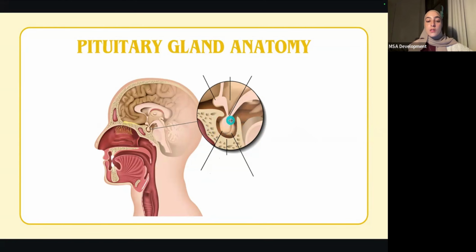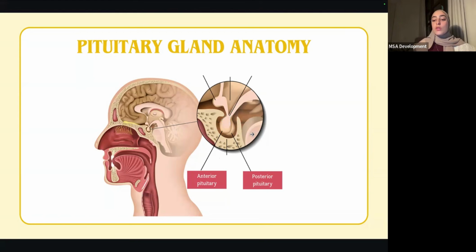It has two structures. First is the anterior pituitary, and second is the posterior pituitary. The anterior pituitary is also called the adenohypophysis, and the posterior pituitary is also called the neurohypophysis. Neurohypophysis because it has more neuronal cells. We see on the histo slides how it has neurons compared to the anterior, because the anterior doesn't have any neurons, okay?